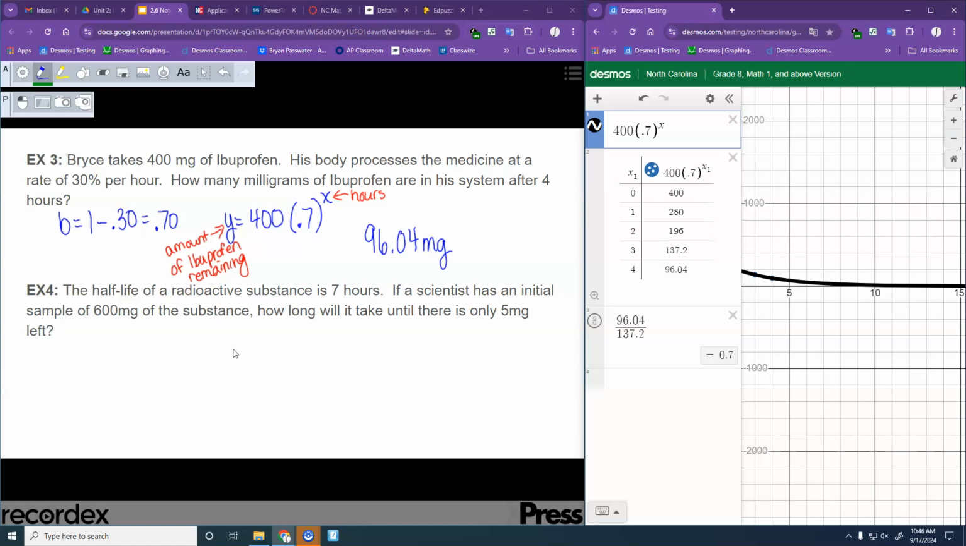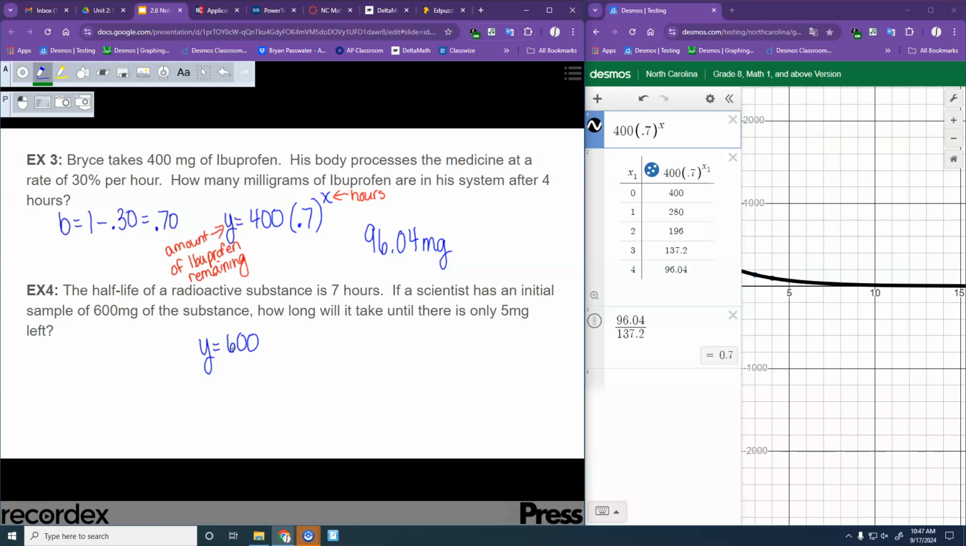So, the half-life of a radioactive substance is 7 hours. If a scientist has an initial sample of 600 milligrams of the substance, how long will it take until there's only 5 milligrams left? Okay? So in this case, I'm going to have y equals, what's the starting amount? 600. Okay? What do I use for my percentage here? Half.